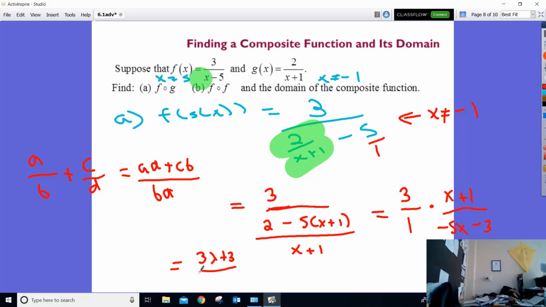1 times that negative 5x minus 3 is negative 5x minus 3. There's the end result.